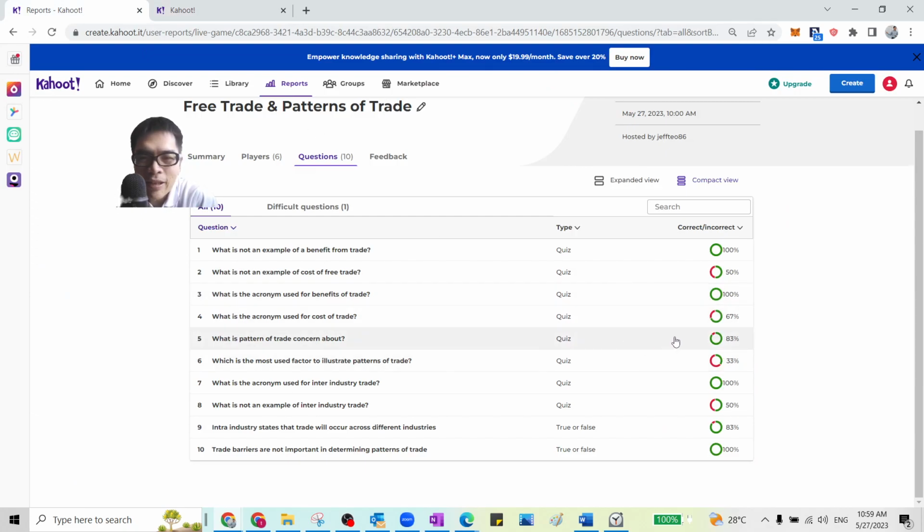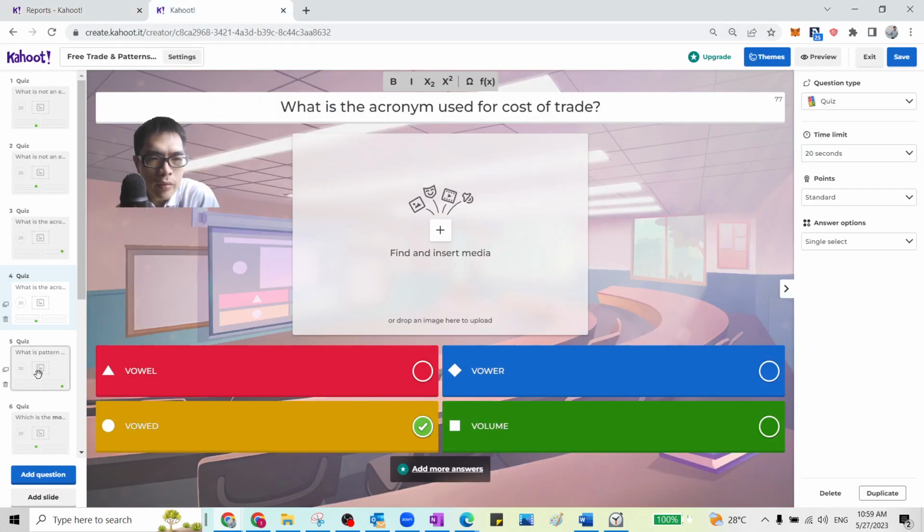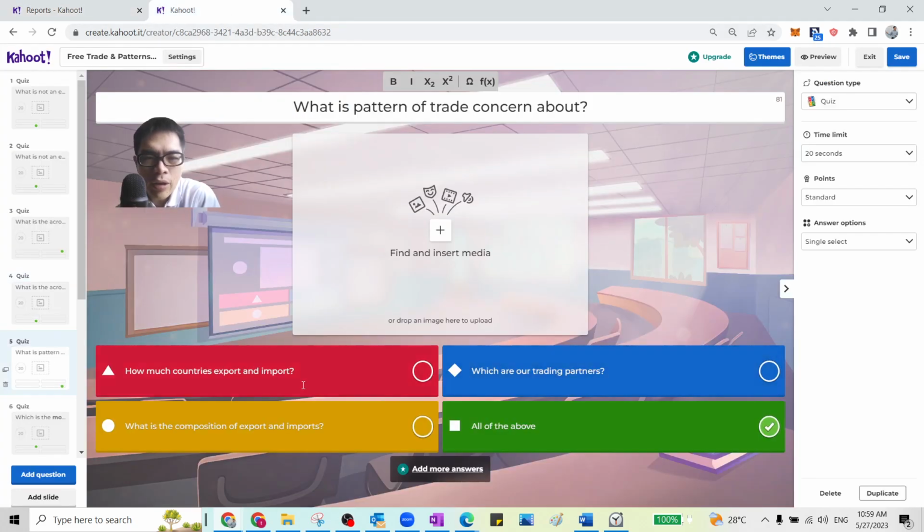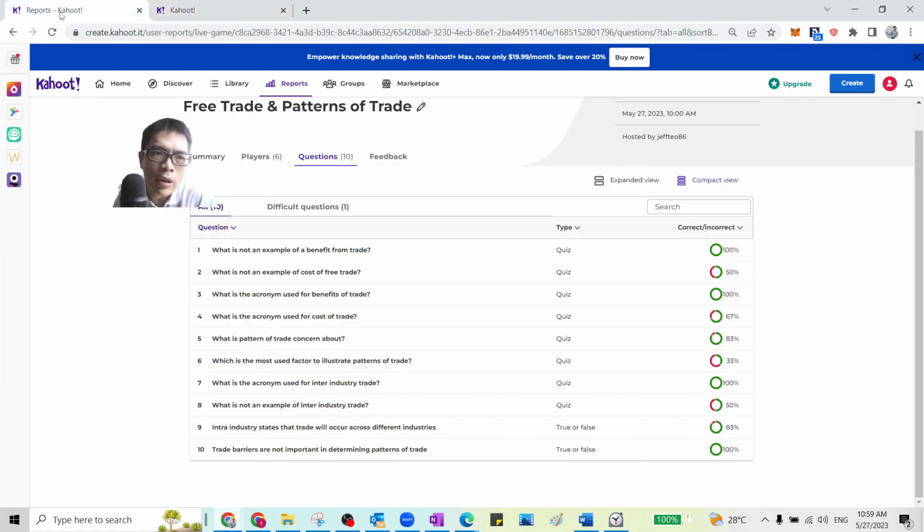Next, what is patterns of trade concerned about, Q5? Patterns of trade is concerned about volume, our trading partners' direction, and our composition. So all of the above. These are the 3 components, not volume alone, not how much alone. Clear? Important to get this right.